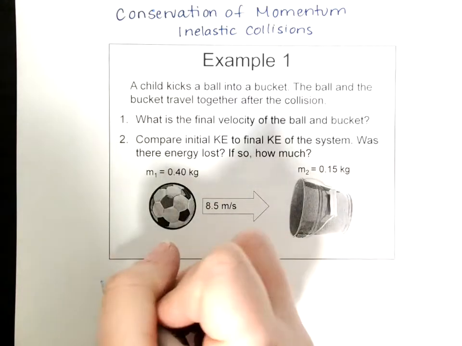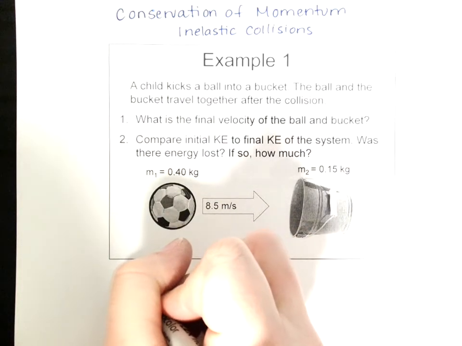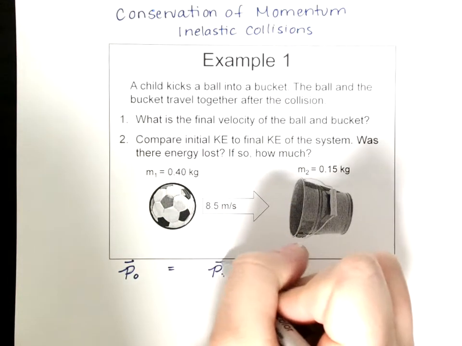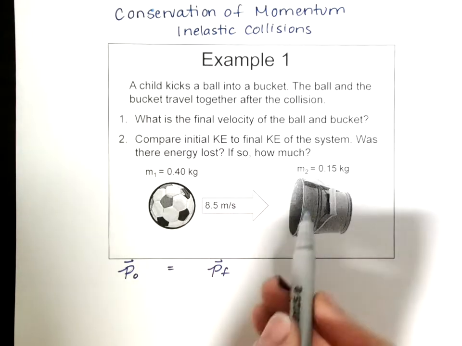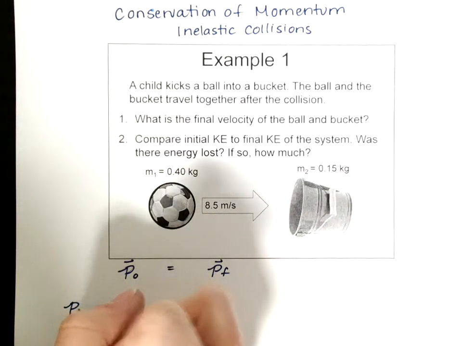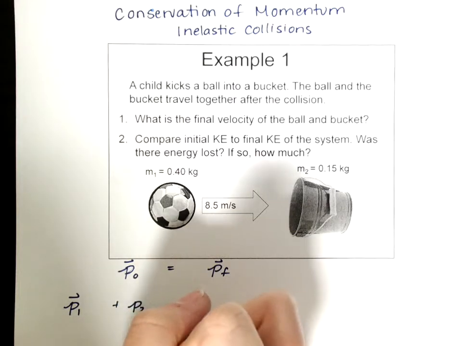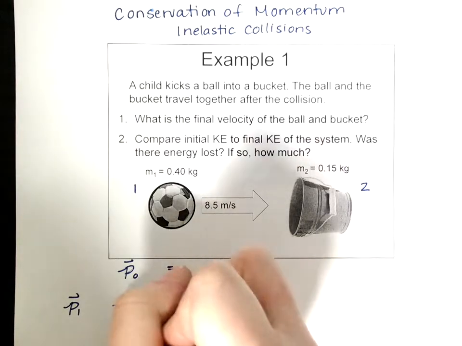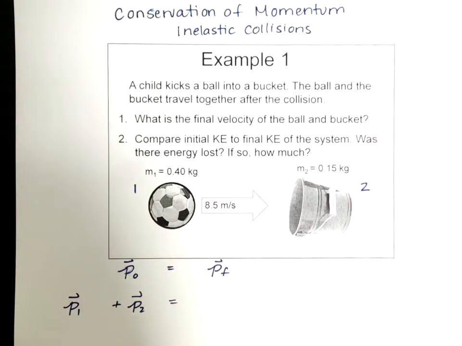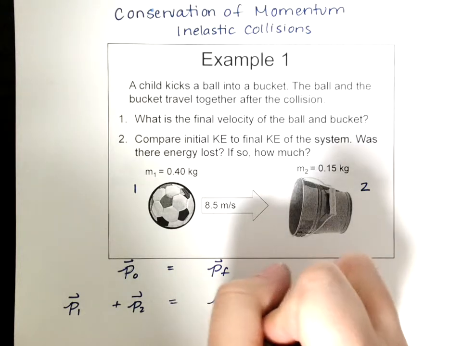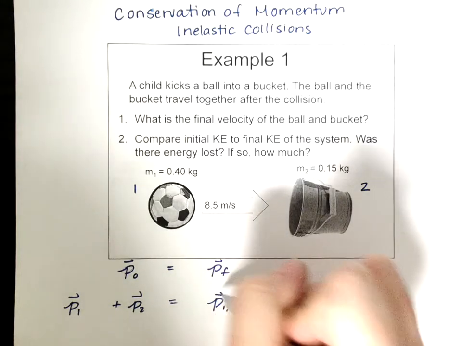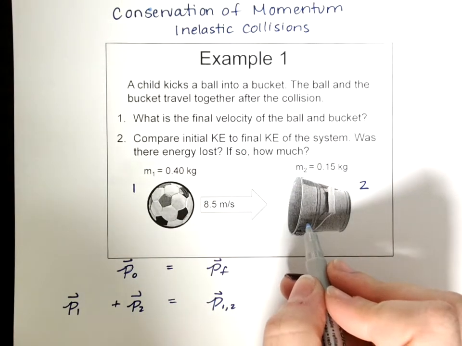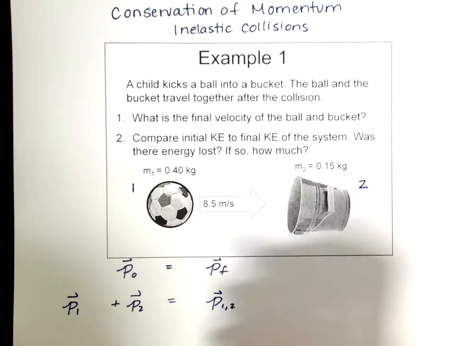So how we start these problems is we always want to write P initial, momentum initial, is always going to be equal to P final of the whole system. At the beginning we have two separate objects, so each one has its own momentum: momentum 1 plus momentum 2. This will be our first object, this will be our second object. When they're combined together, they're really only one object moving at the same speed, so we're going to call that momentum 1,2. This specifically is an inelastic collision, where the two objects combine together and move off in the same direction.